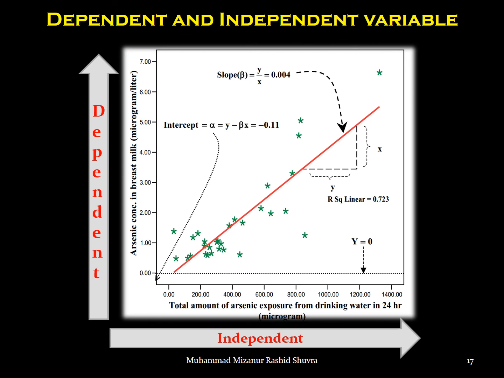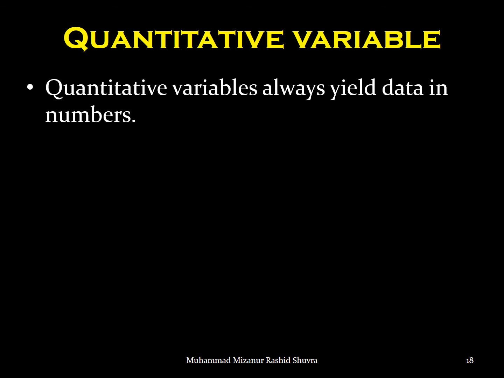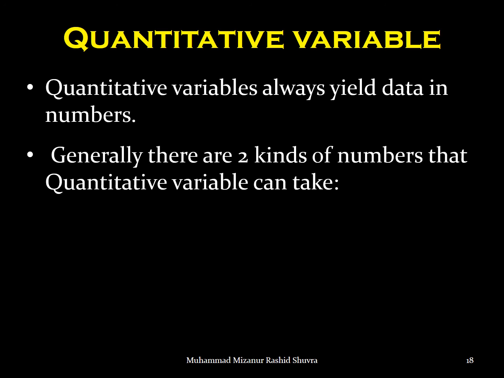Okay, moving on to quantitative variables a bit more. So it's kind of like also summarizing. Quantitative variables always yield data in numbers. Remember that, we know that already. Generally, there are two kinds of numbers that quantitative variables can take. Okay, and we will discuss this a little later when we talk about data exclusively, the nature of the data.